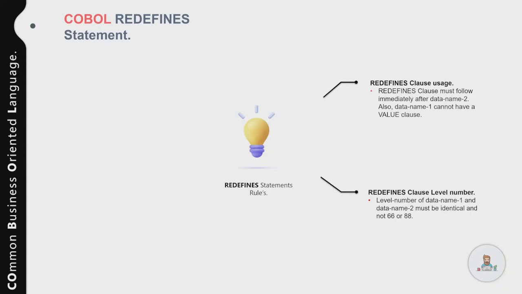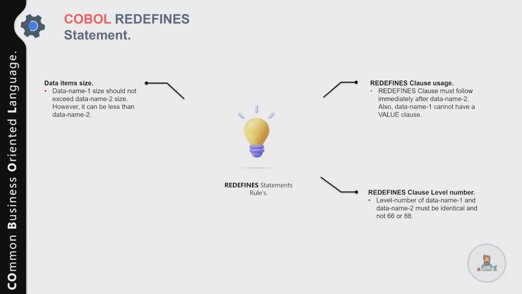The next one is regarding the level number. The level number of data item 1 and data item 2 must be identical, and you should never use level 66 or level 88. The next one is regarding the data item size. Data name 1 size should not exceed data name 2 size.